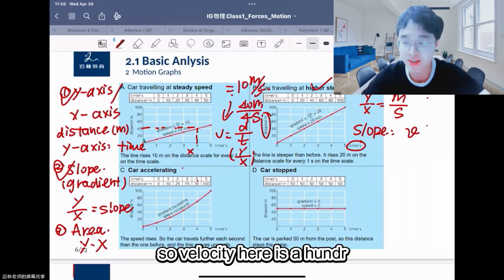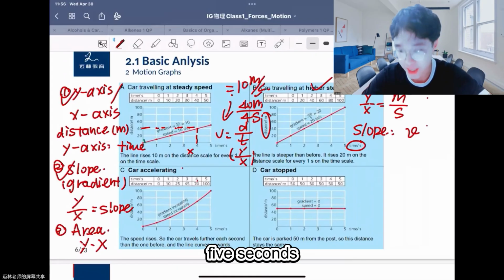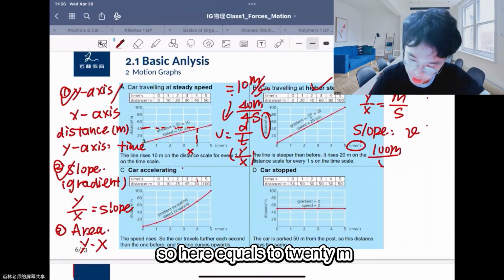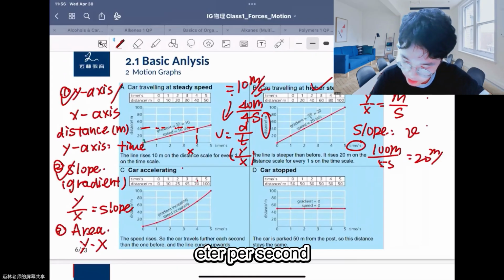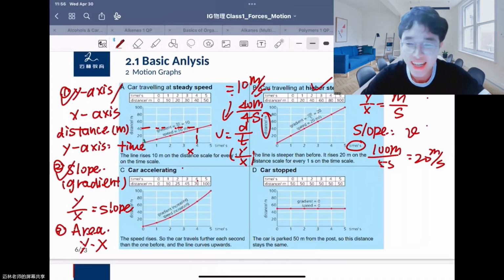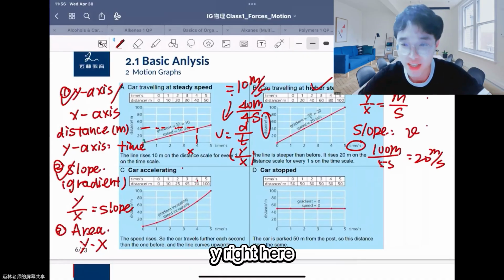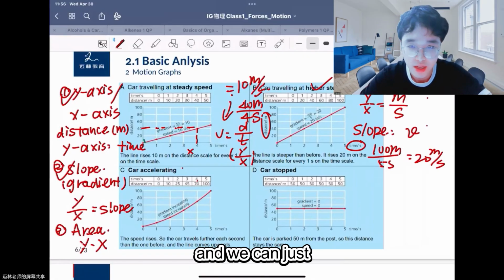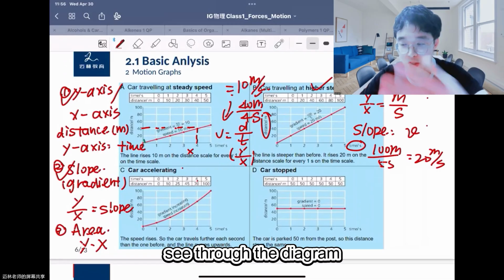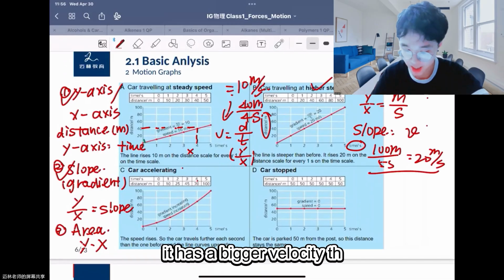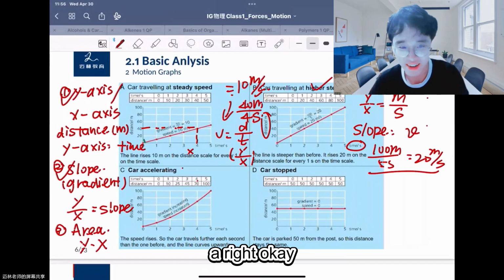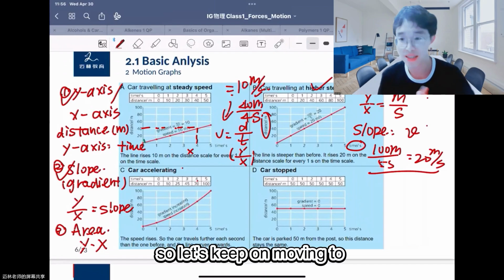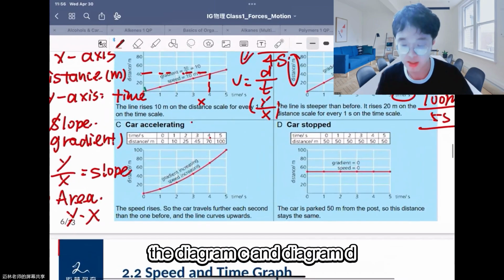Velocity here is 100 meters per 5 seconds, which equals 20 meters per second. We can see from the diagram that it has a bigger velocity than diagram A, right? Okay, so let's keep moving on to diagram C and diagram D.